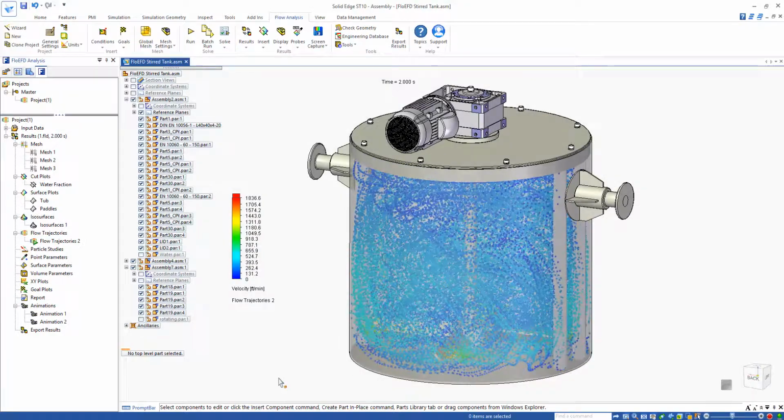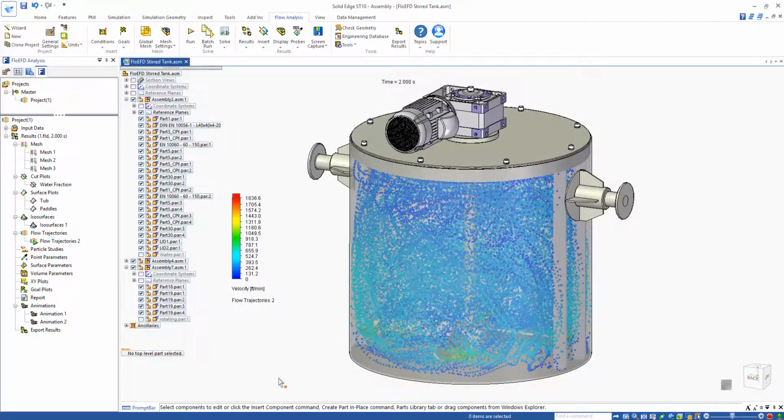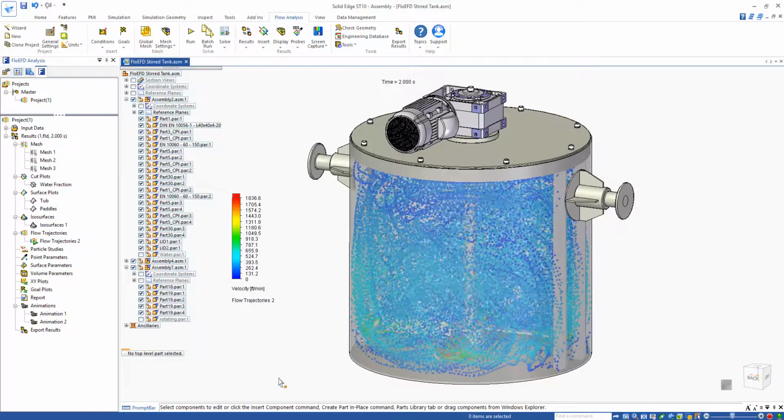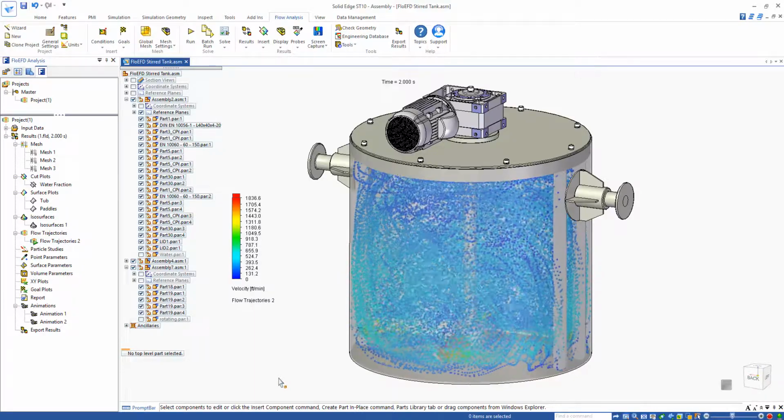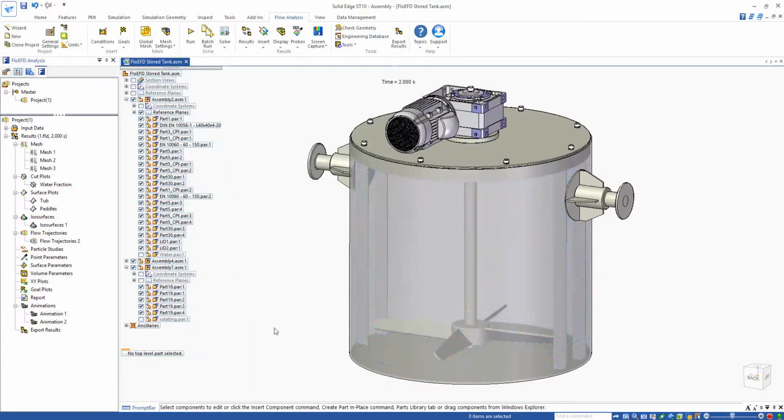By animating the flow trajectories, we can see how the virtual particles will move in the flow. We can see how the flow moves up the outside of the tank with a radial velocity due to the moving paddles. This has been a demonstration of FloEFD for Solid Edge.